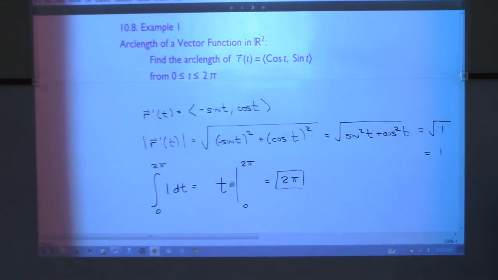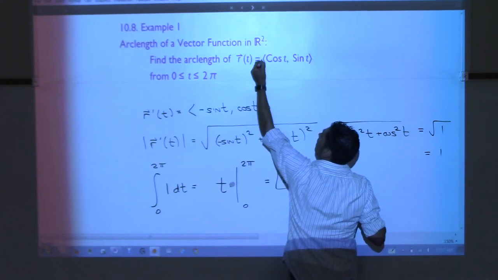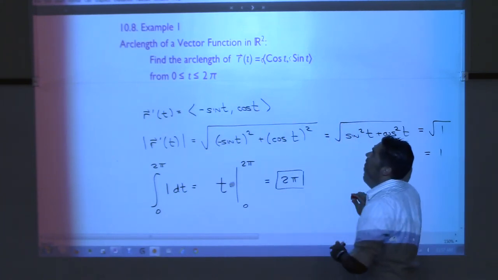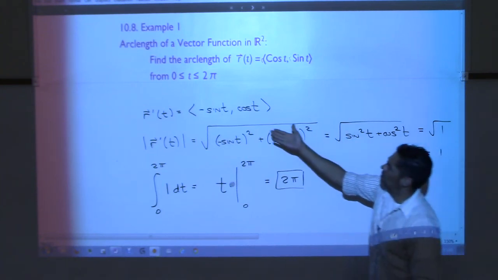I know my Cal 2 students, we actually proved in Cal 2 the formula for the circumference of a circle, radius r. We proved it, and if you go back and look at that proof, it was a lot more difficult than this. A lot more difficult. So this is super clean, isn't it? Watch, if I change this to r cosine t, r sine t, isn't that a circle with radius r? Okay, so what would change here?